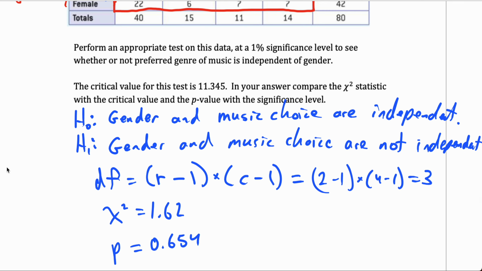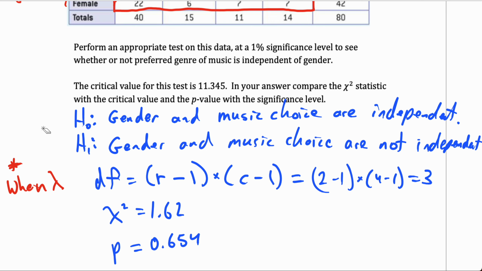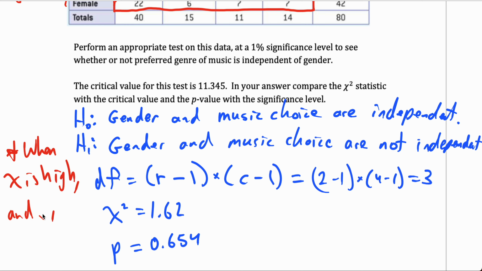And now it's useful to remember this little rhyme. Let's see if we have enough room. Yeah, let me try to squeeze it in there. When chi is high and p is low, reject H0. So it's a rhyme. When chi is high or p is low, reject H0.